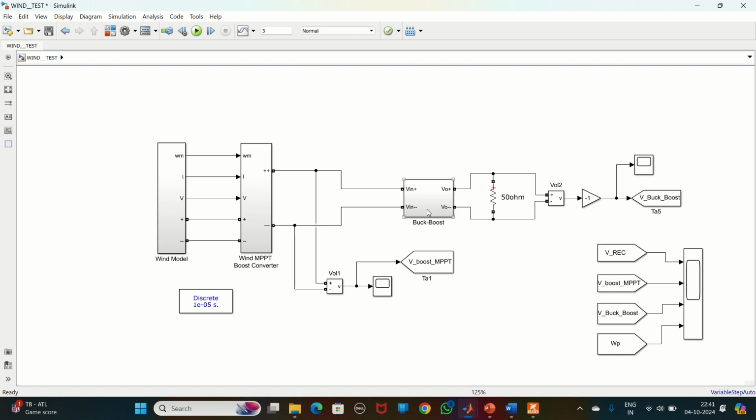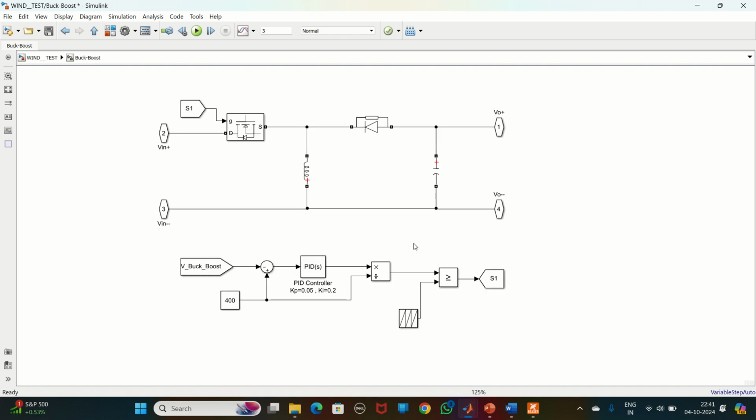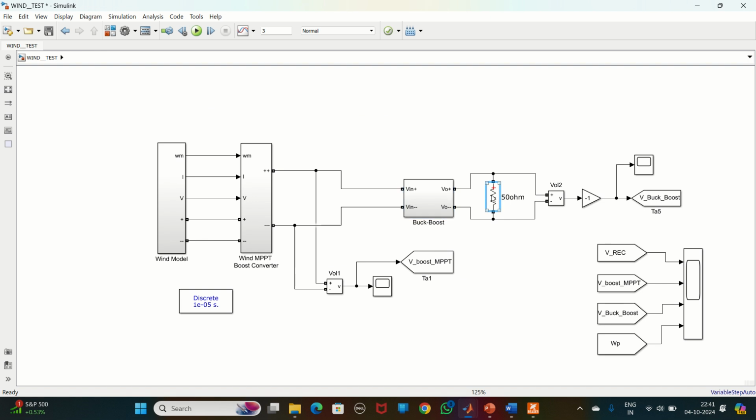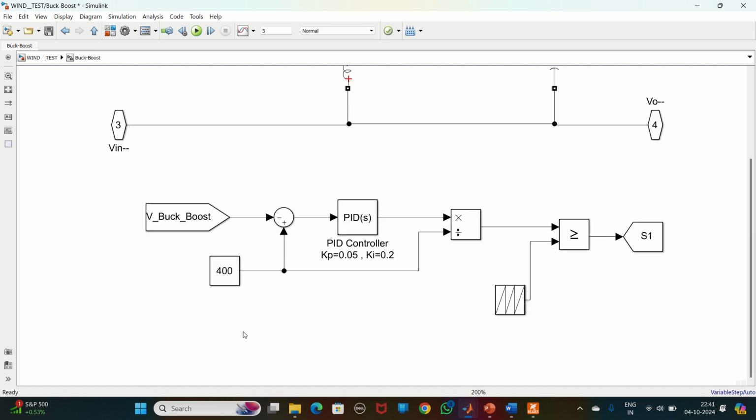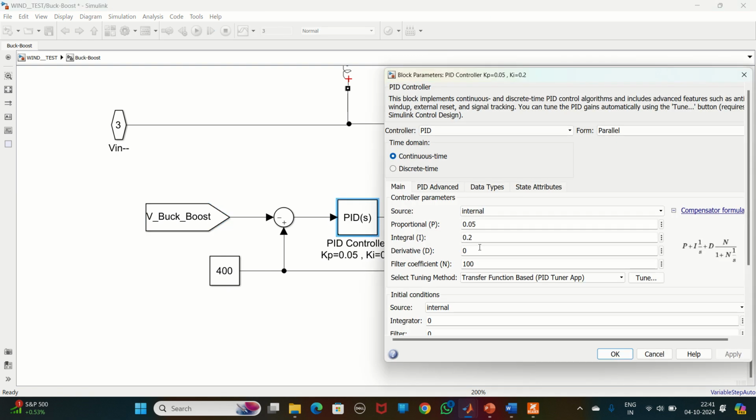Now let us go into the control block. Here I want to maintain a constant 400 volts. I want to maintain the output voltage of this buck boost converter at 400 volts. You can see here I have used a load of 50. Now this is my PI controller. How to design this one? Your buck boost converter actual voltage and then the reference voltage I have given to the voltage controller. These are my PI values, 0.05 and 0.2.